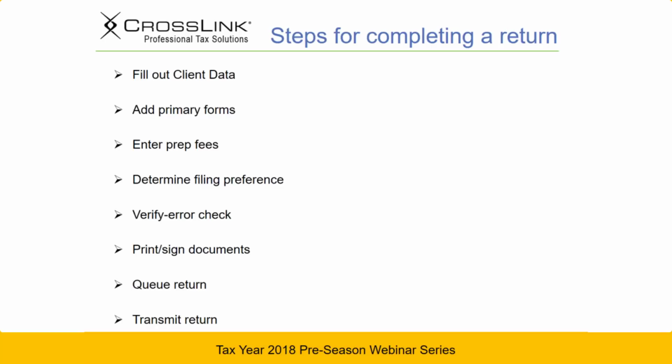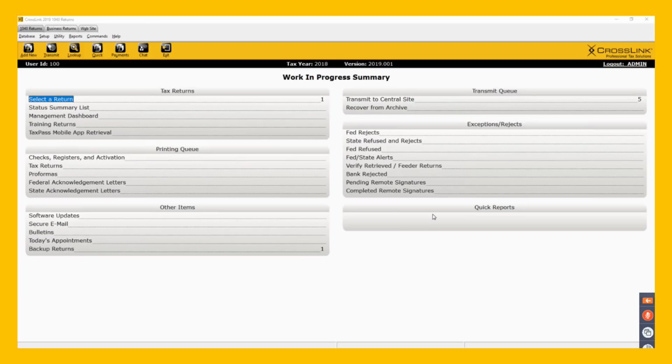And those steps are filling out our client data, which is covering your taxpayer's basic information, adding your primary forms, such as a W-2, entering your prep fees to make sure we all get paid, determining the filing preference, which is on 8879, checking for any errors within that return, and then we get to our final stages of printing and signing documents, queuing a return, and then finally transmitting that return off to the IRS.